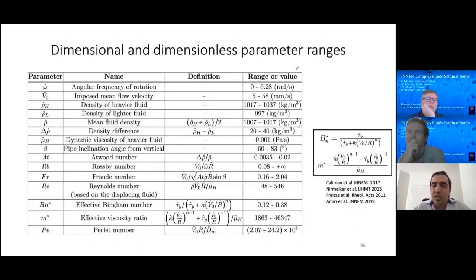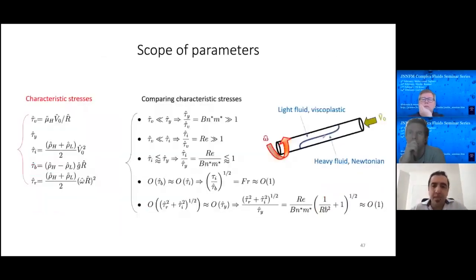So the dimensional and dimensionless parameter ranges are given here. We discussed earlier in the dimensional analysis that there are 4 parameters that are mainly important: Rossby number, Froude number, Reynolds number, and Bingham number. And the Bingham number here is the effective Bingham number, based on what the literature suggests. So the Bingham number only varies between 0 and 1. So it's always between 0 and 1. The flow, even with the 4 parameters, is still very complex to analyze for viscoplastic displacement.